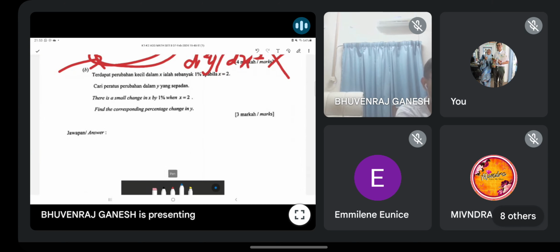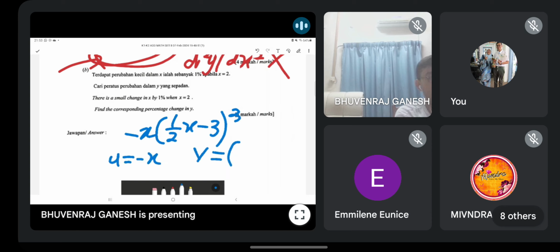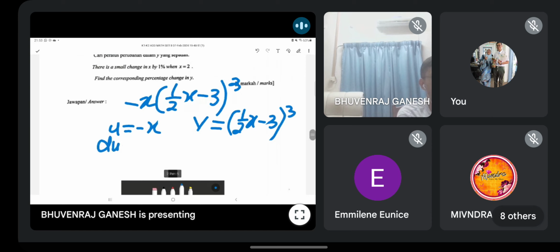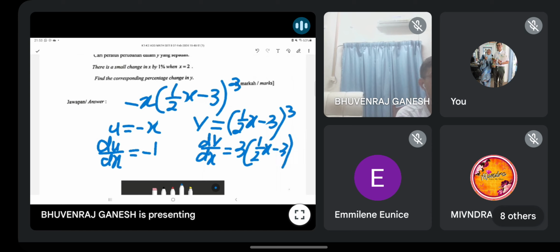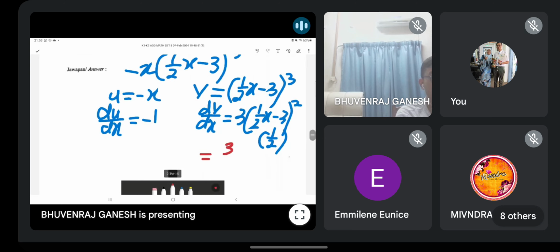So you have to do differentiation for this one. You just differentiate this function. You mean to simplify, right? So u is negative x and then v equals 1 over (2x minus 3) cubed. Okay, so you can get du/dx equals negative 1, dv/dx equals 3 half (x minus 3) squared, half. And then you can count the value. You can get the value for this.